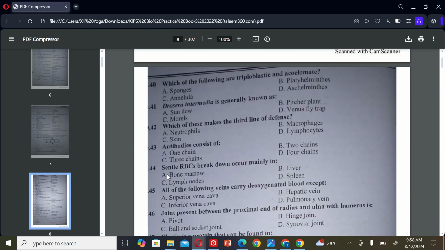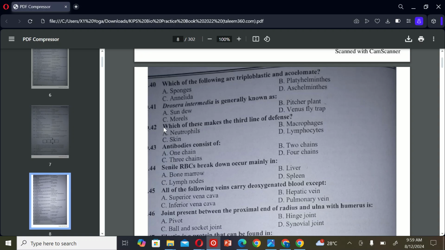The next MCQ is: which of the following are triploblastic and acoelomate? A. Sponge, B. Platyhelminths, C. Annelida. So the correct option is B. The next MCQ is: Drosera intermedia is generally known as A. Sundew, B. Pitcher plant, C. Morels, and D. Venus flytrap. So the correct option is A.